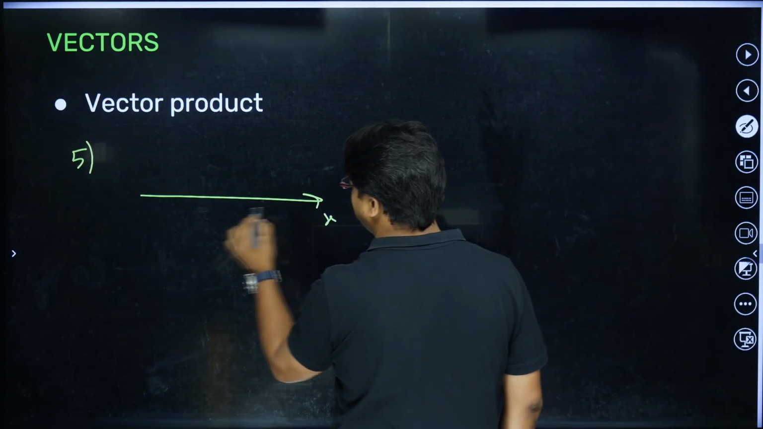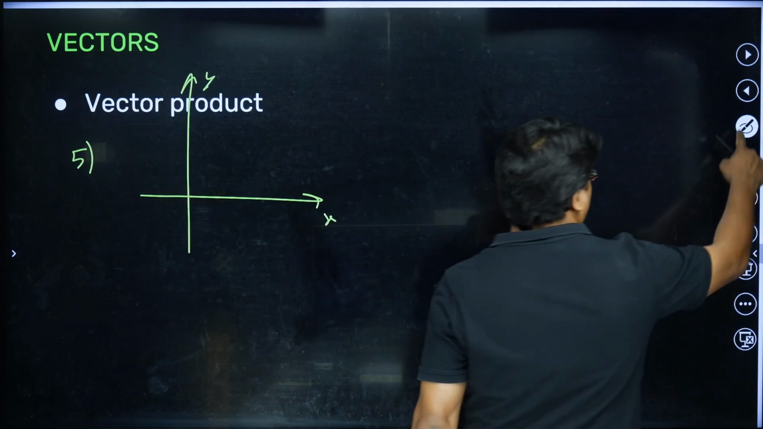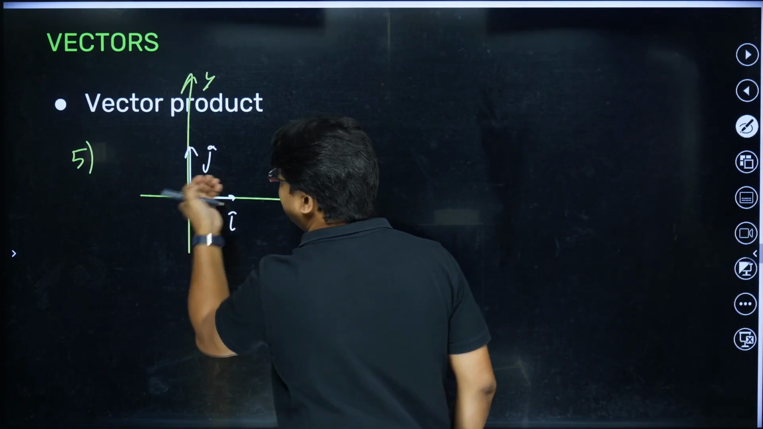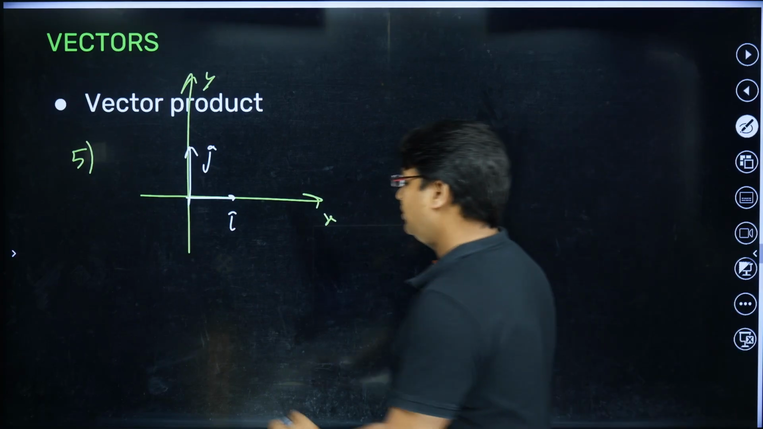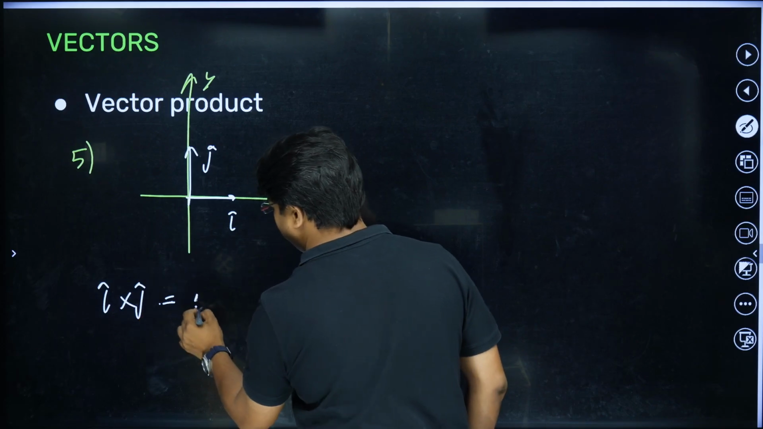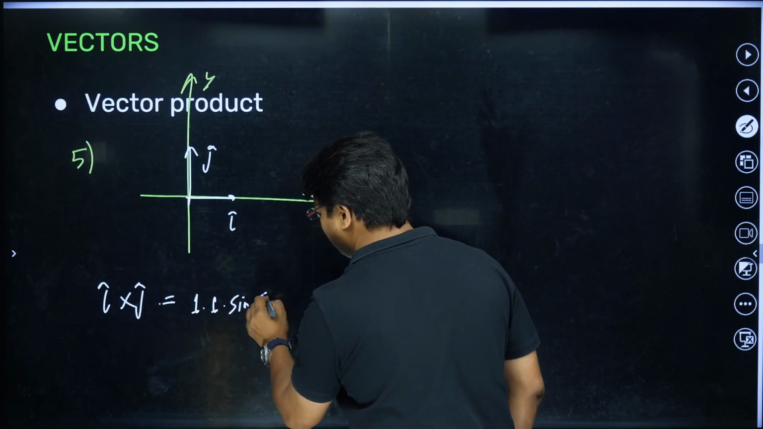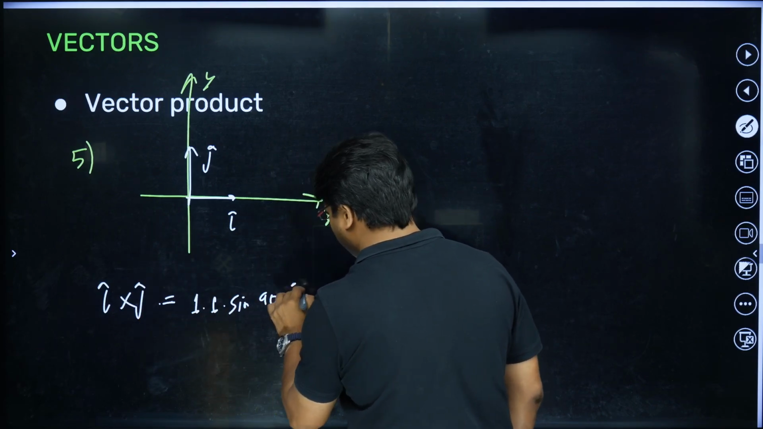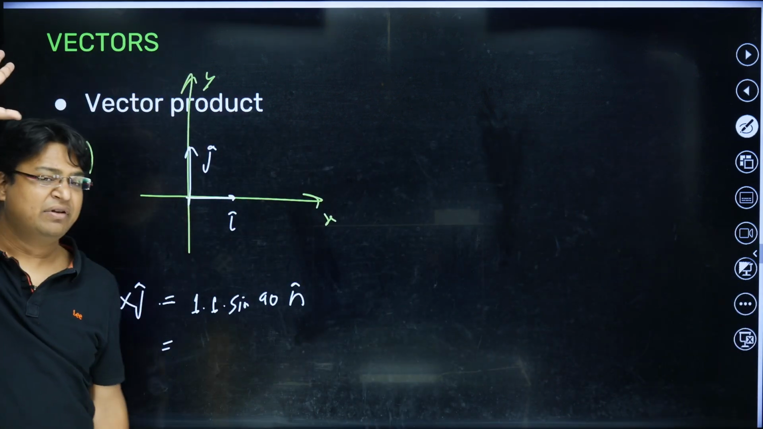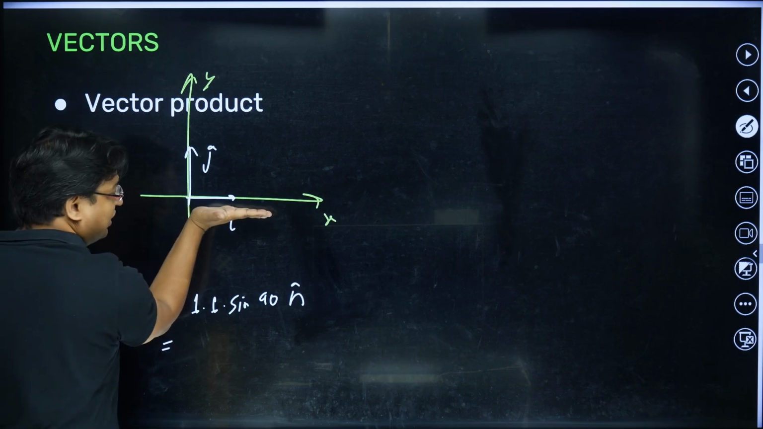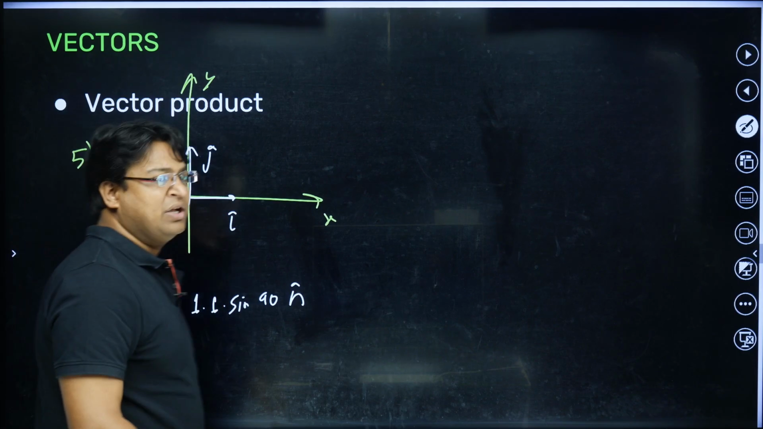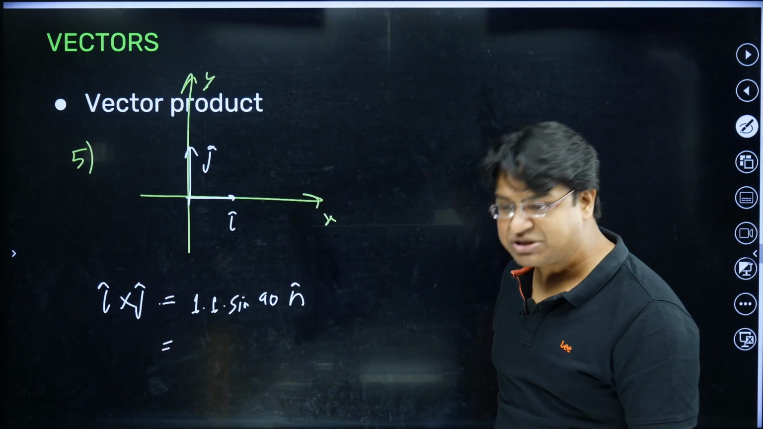This is x direction, this is y direction. We know this. This is I cap, this is j cap, z cap is outwards. Can you tell me what will happen with I cross j? I cross j would be 1 sine 90 and then n cap. In this diagram, where is n cap pointing? I will use my right hand. I will first place my fingers parallel to the vector written first, and turn it towards the vector written second. My thumb is pointing outward, which is the direction of k. So n cap is same as k cap.